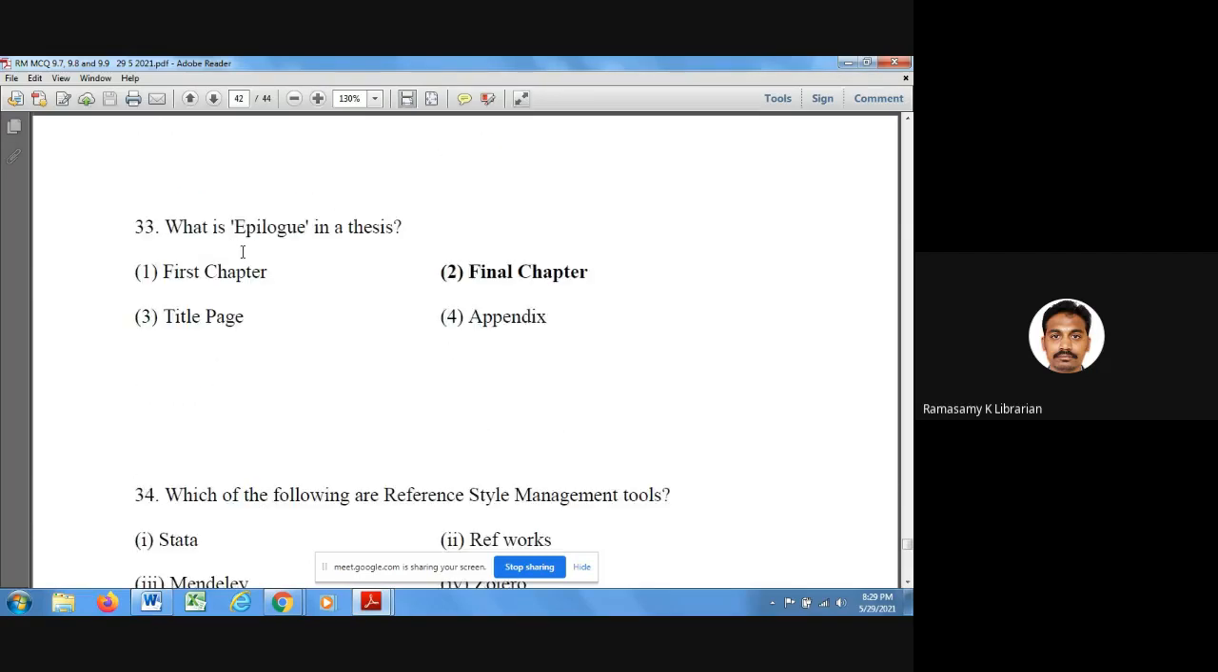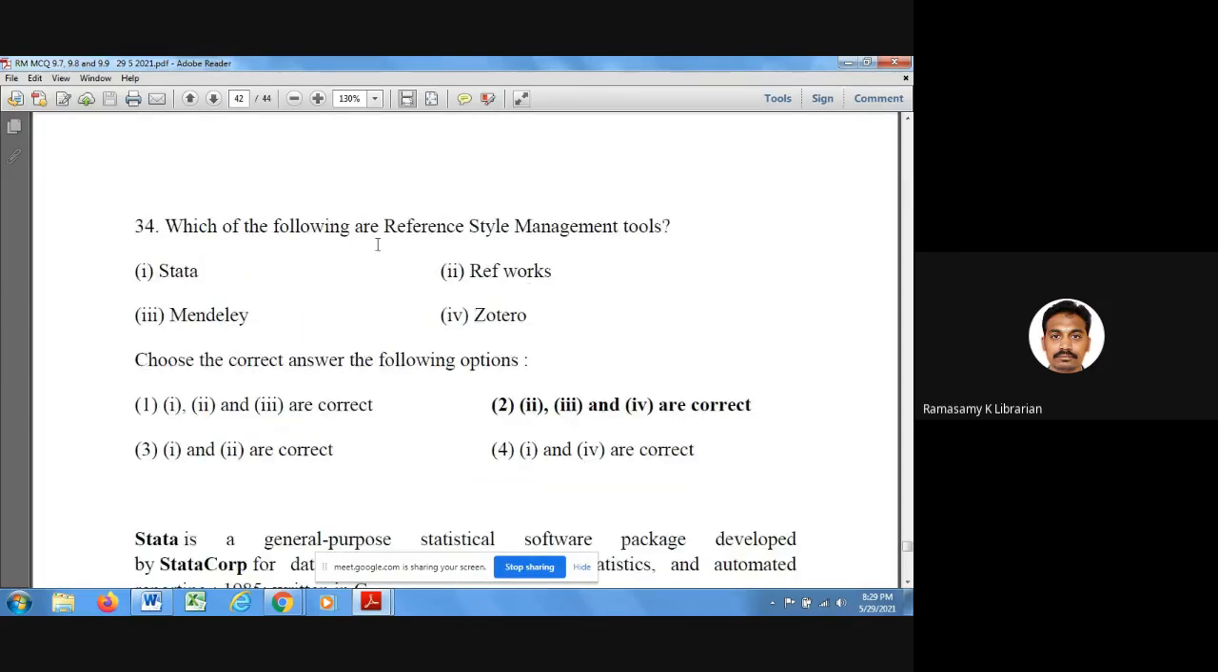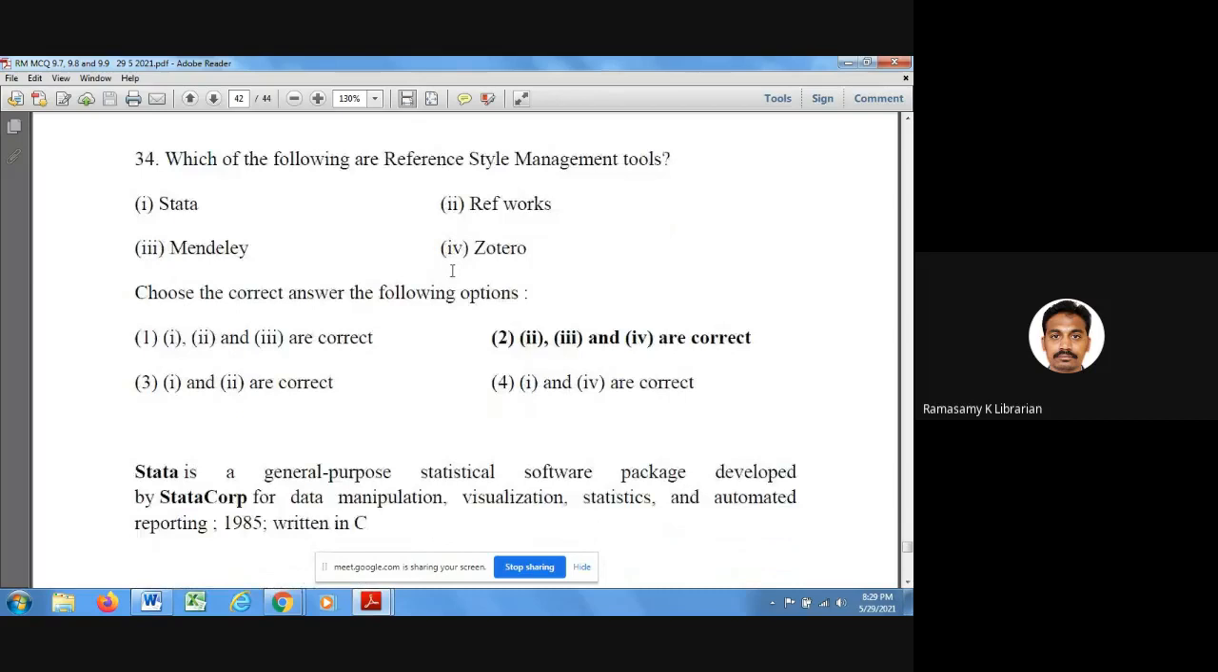Okay, fine. What is an epilogue in a thesis? If you take a thesis, the final chapter of the research report is called the epilogue, where you give all your findings and your perspective about the research findings. That is called the epilogue in a thesis. Fine. Which of the following are reference style management tools? Here Mendeley, Zotero, Refox. All these three are reference style management tools. Stata is a statistical package which was developed by Stata Corporation long back in 1985, written in C language.